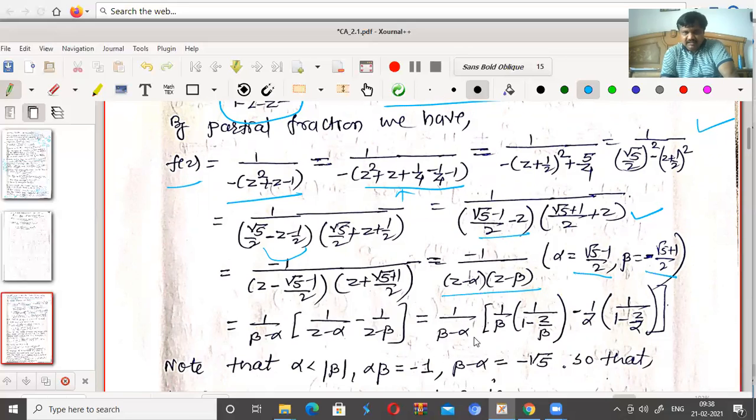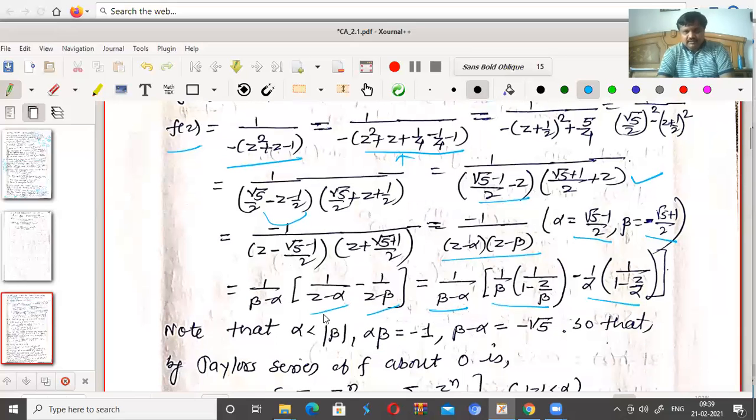So 1 upon beta minus alpha into this can be written as 1 upon beta into 1 upon 1 minus z by beta. If we take 1 by beta from that, what will you get? 1 upon 1 minus z by beta. See here, for this only we have taken common here. What about 1 upon beta? This will be beta minus z upon beta, that cancels with this one. So we get 1 upon beta minus z. But this is minus 1 upon z minus beta, that we have written as plus 1 upon beta minus z. So the second term is written in this way, and the first term is written in this way.